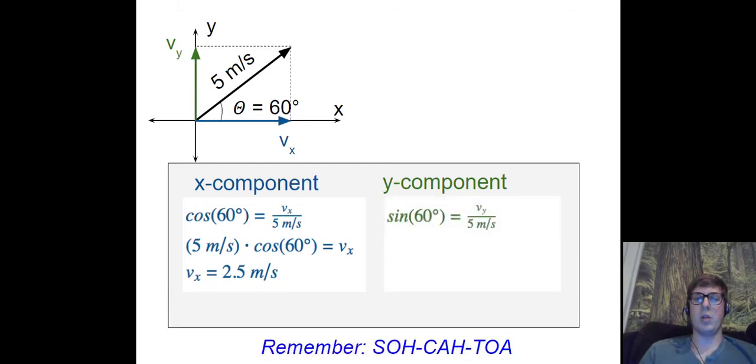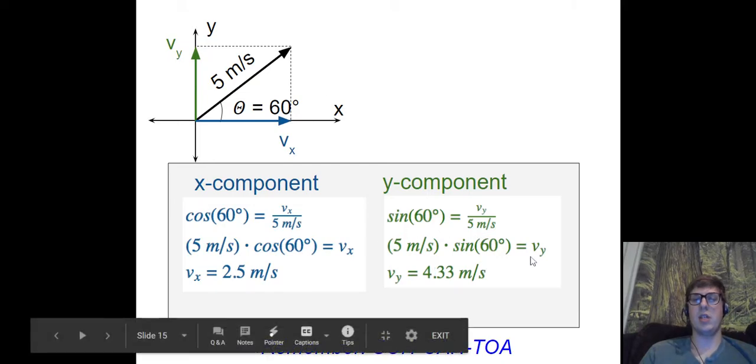The y component is sine, because sine is the opposite over the hypotenuse. So it's Vy over the 5. Multiply 5 on both sides. So we get 5 meters per second times sine of 60 is Vy. Vy is 4.33 meters per second.